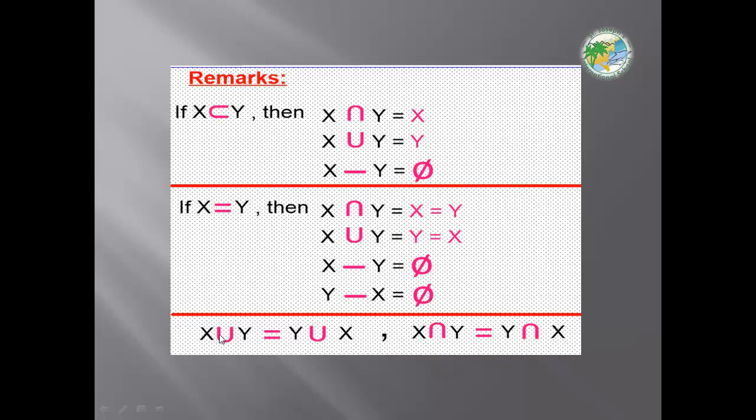Here X union Y equals Y union X, the same. X intersection Y equals Y intersection X, the same.